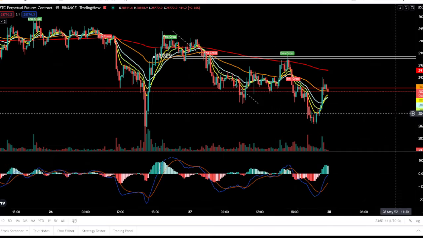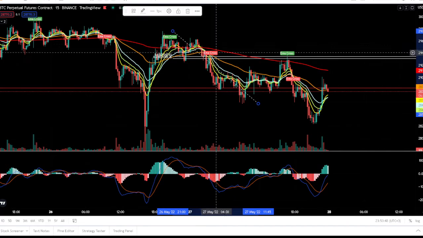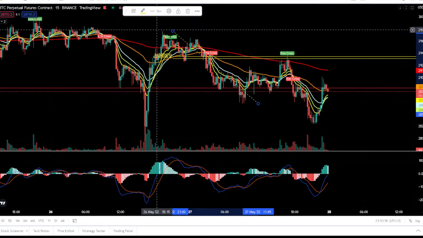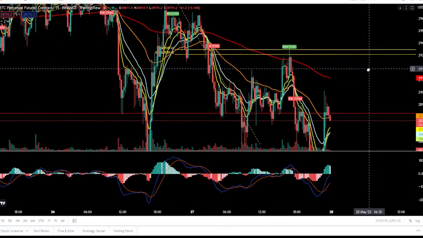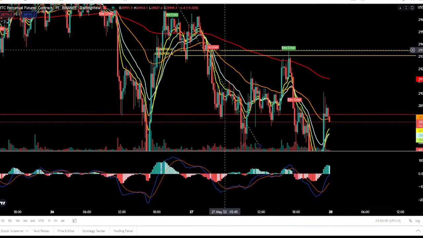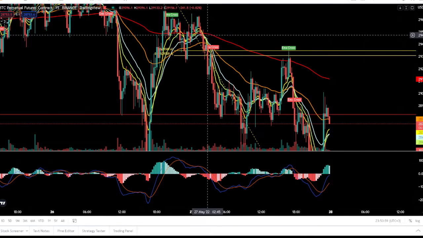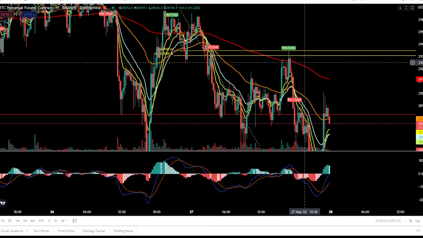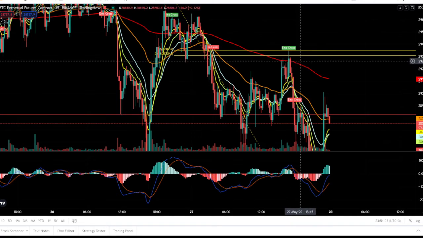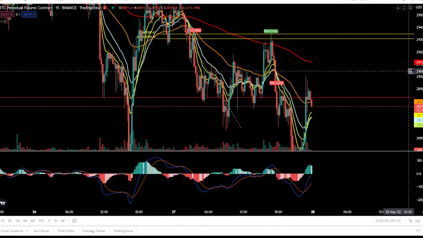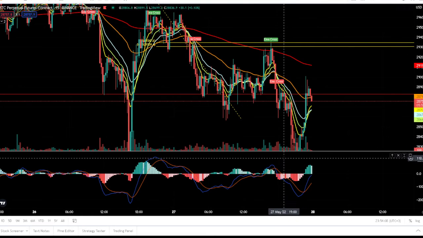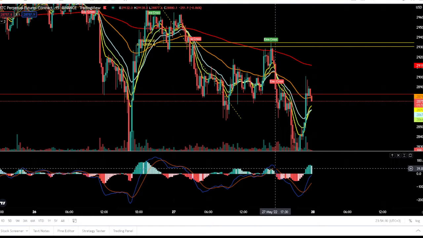You can see we got rejected perfectly. Let me just change the color over here to yellow. We got rejected perfectly at the 0.618, the golden pocket, and we had the 200 EMA just above, which was causing a problem for Bitcoin. This is on the 15-minute time frame. And we had the MACD bearish cross.